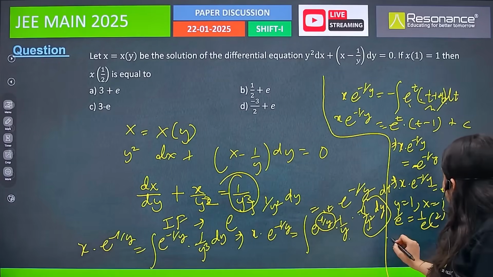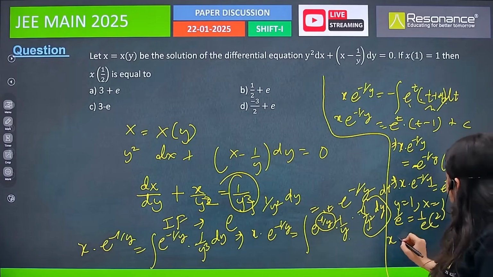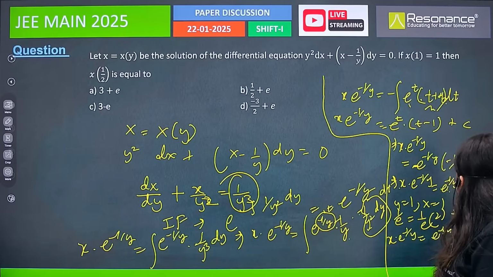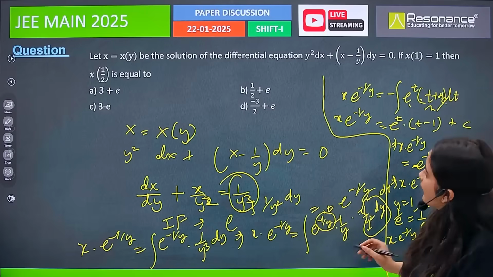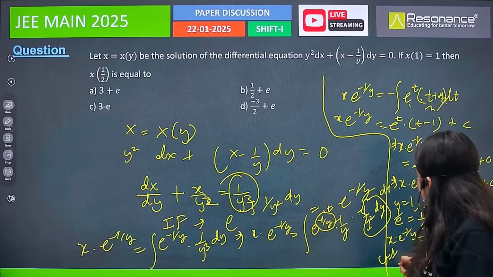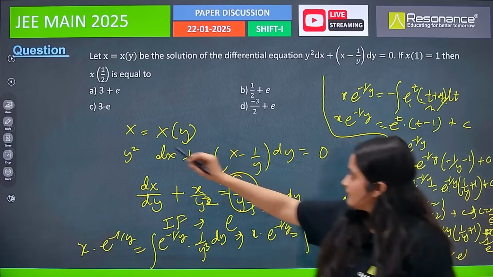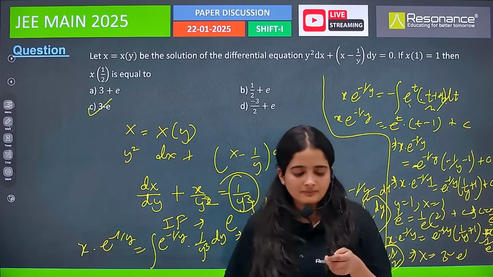Let's substitute the value of c here. So what are we going to get? x into e power minus 1 by y is equal to e power minus 1 by y plus 1 plus c, c was equal to minus 1 by e. Now put y equal to 1 by 2 to get the value of x. So if I put y equal to 1 by 2, I will get x equal to 3 minus e. Option C.